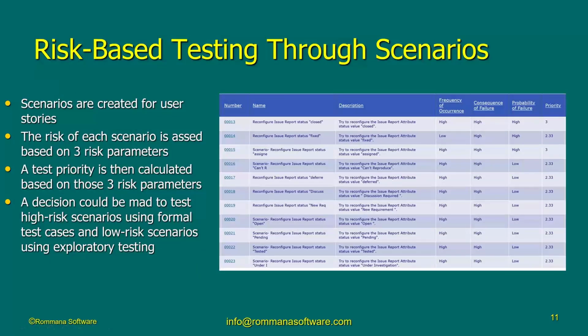All right, what you see in front of you here is the concept of risk-based testing in Rommana ALM. As I said earlier, minutes ago, if you use scenarios in Rommana ALM, you can do your risk-based testing based on the scenarios, not based on test cases, and not based on the user stories. Interestingly enough, I've seen also people doing risk-based testing based on the user stories. They come and say, okay, let's look at the user stories. Which user story is more important than others?